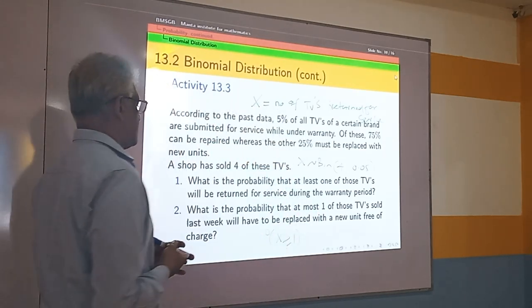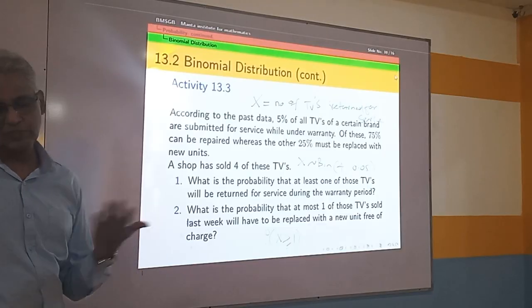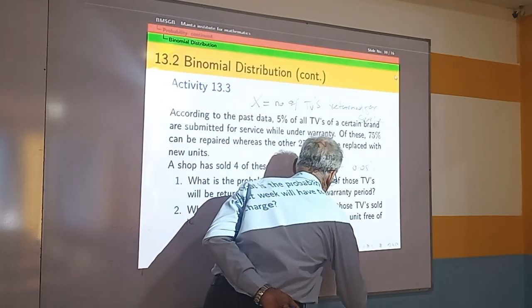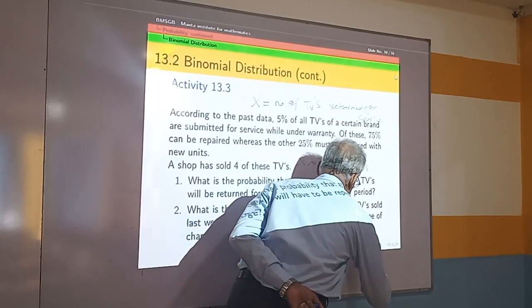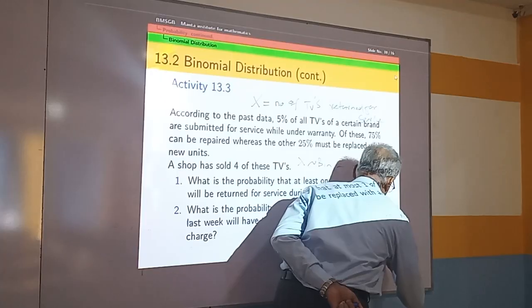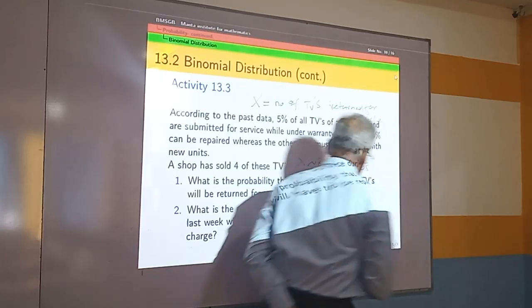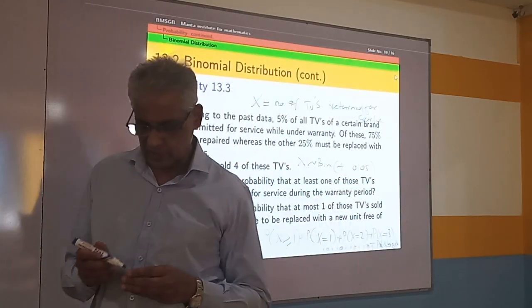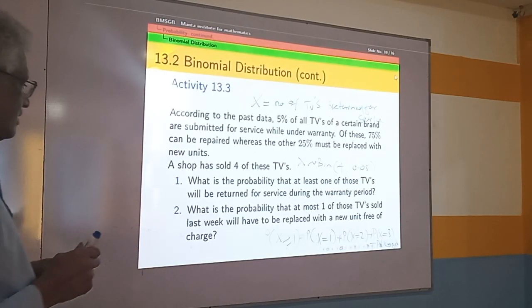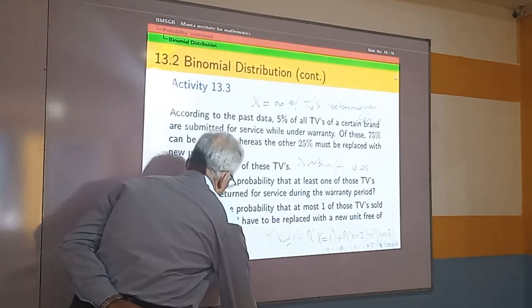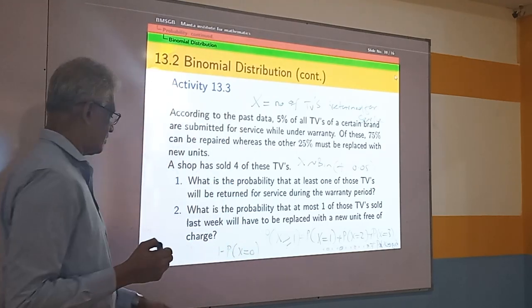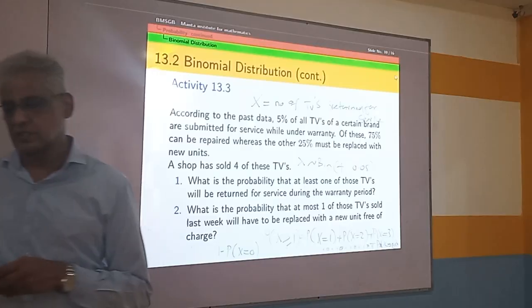You can answer this with the long method or the short method. The long method is to calculate the probability X equal to 1 plus probability X equal to 2 plus probability X equal to 3 plus probability X equal to 4. Each one can be obtained using the formula. What is the easy method? 1 minus probability X equal to 0. You have to get only one value.